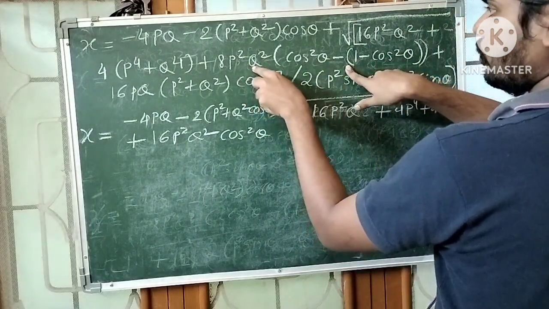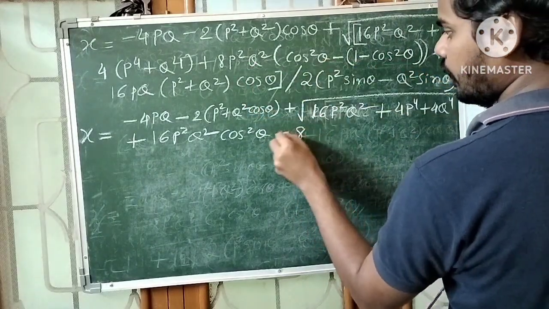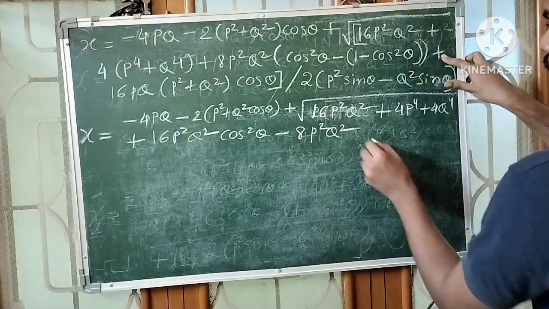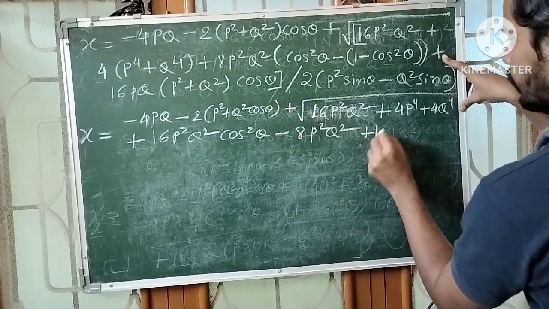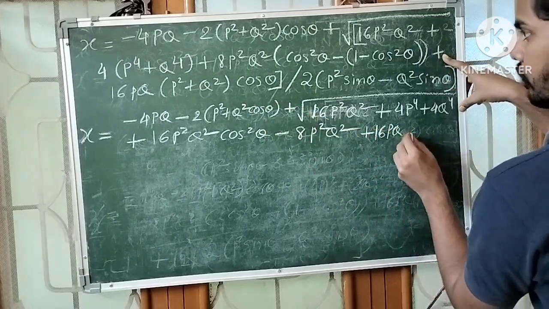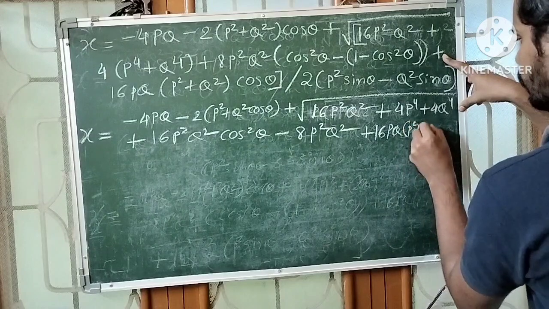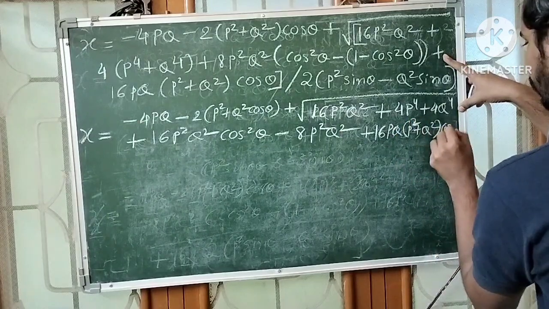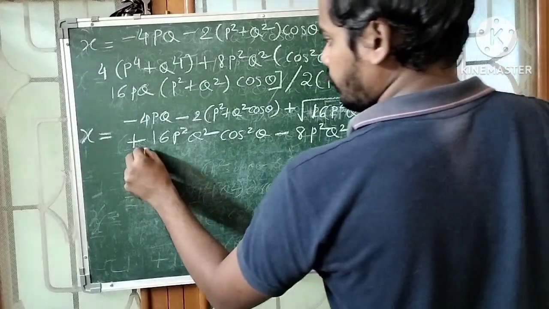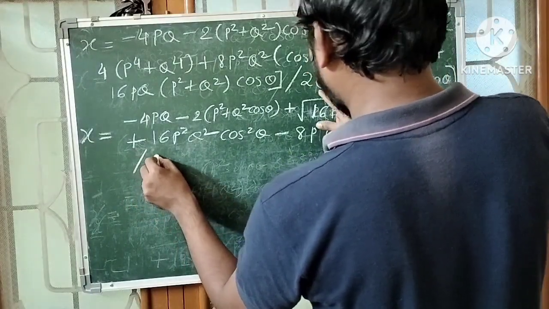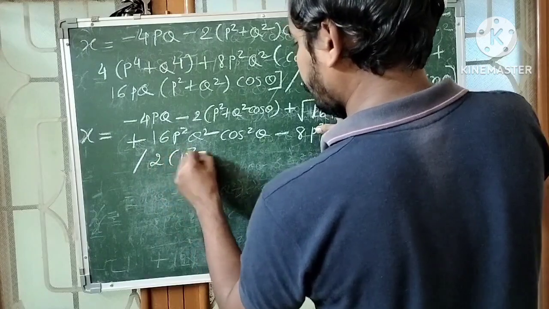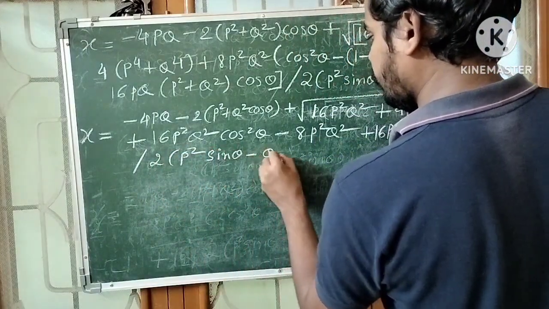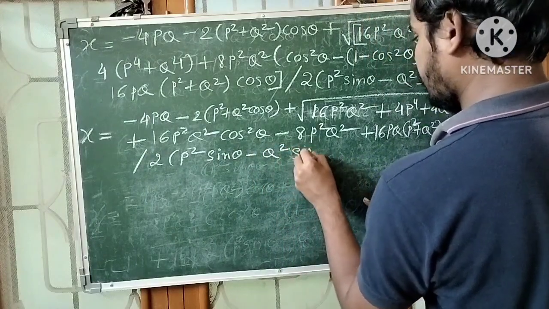So 8p square q square into minus 1, minus 8p square q square, and remaining terms plus 16pq into p square plus q square cos theta, all divided by the same expression, 2 into p square sin theta minus q square sin theta.